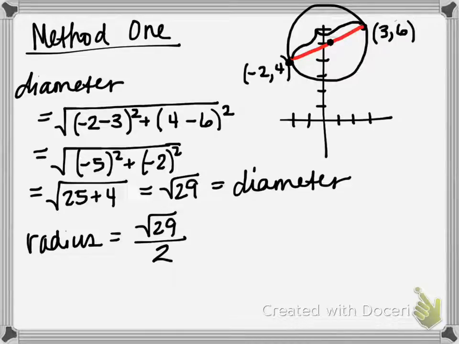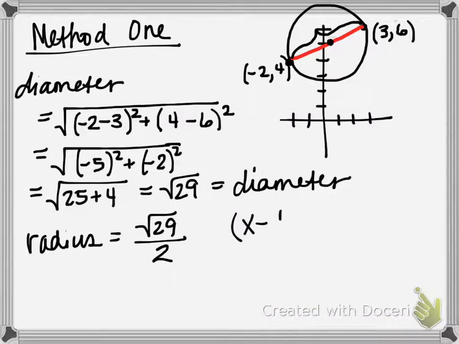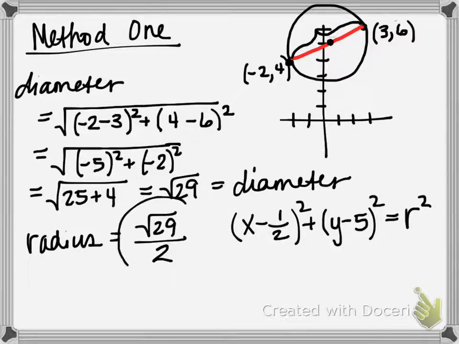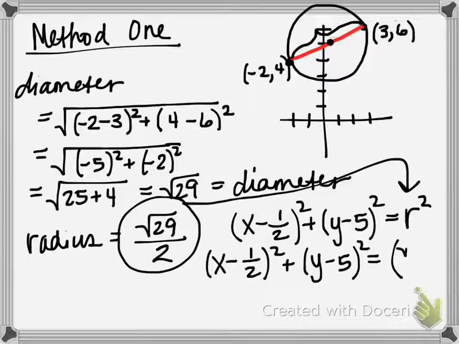So back to the equation for the circle that we had in our previous work here, x minus 1/2, the quantity squared, plus y minus 5, the quantity squared, was equal to the radius squared. And now that we know our radius, we'll just go ahead and substitute that into our equation. So that gives x minus 1/2, the quantity squared, plus y minus 5, the quantity squared, is equal to our radius, which was the square root of 29 divided by 2, but now that has to be squared.